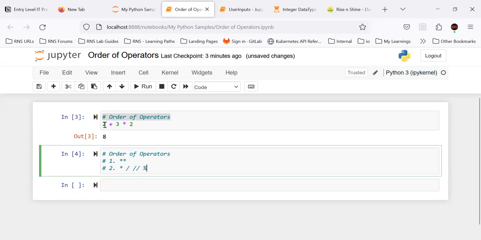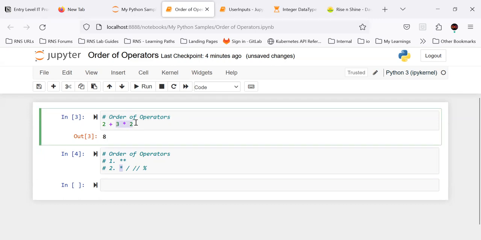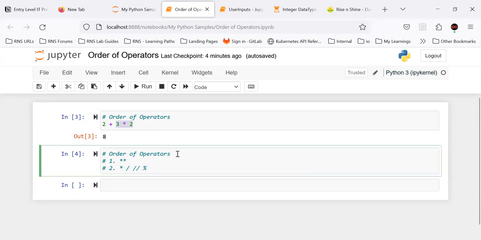Whenever it runs an arithmetic operator, first it checks whether power of is defined anywhere. If power of is not there, then it checks for asterisk, standard division, integer division or modulus, whichever is present, and that statement takes the higher precedence. Power of is not there, so it moves to the asterisk. Yes, we have an asterisk, which means this statement is executed first. So 6.